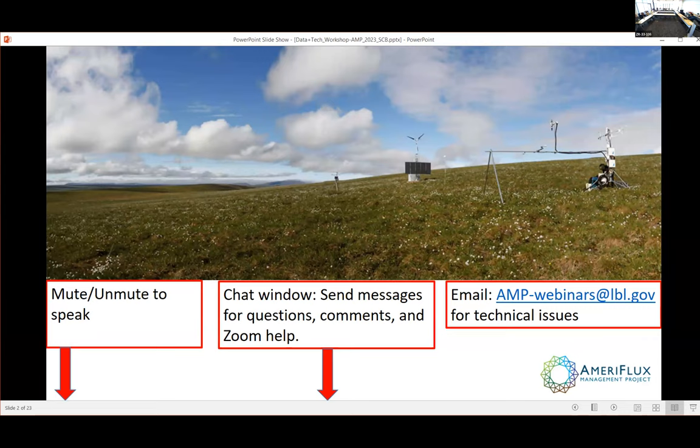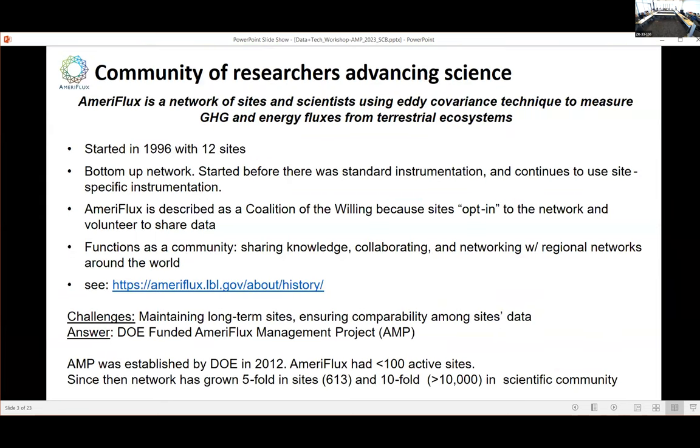Because a lot of you are attending this meeting for the first time, and are new to the AmeriFlux community, we wanted to give you a little bit of history on AmeriFlux, and tell you about what the AmeriFlux community is and what the AmeriFlux Management Project is. Hopefully for some of you that's going to sound very familiar. For others, it's going to be a little bit new.